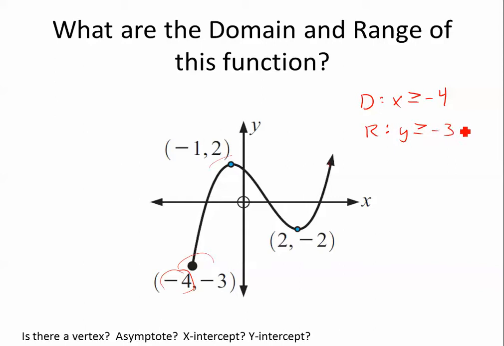Is there a vertex? Why, yes. In fact, there's 2. There's one here, and there's one here. Those are both vertices because they're both turning points, relative maximums and minimums. Is there an asymptote? No, this is not an exponential, so it doesn't have an asymptote. Is there an x-intercept? Why, yes, there are 3. There are 3 x-intercepts, and there is 1 y-intercept. Now, obviously, right now, we can't tell exactly where those are, but at some point, we'll teach you how to do that. All right? Okay, let's do another one. Here we go.